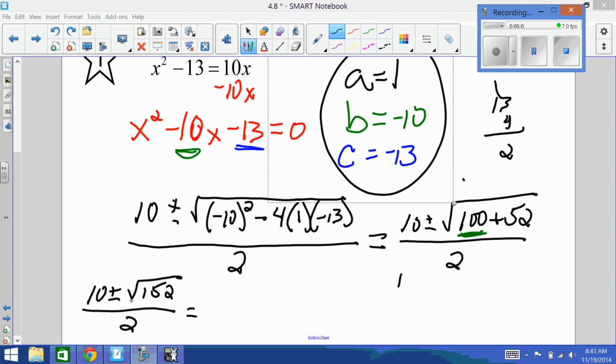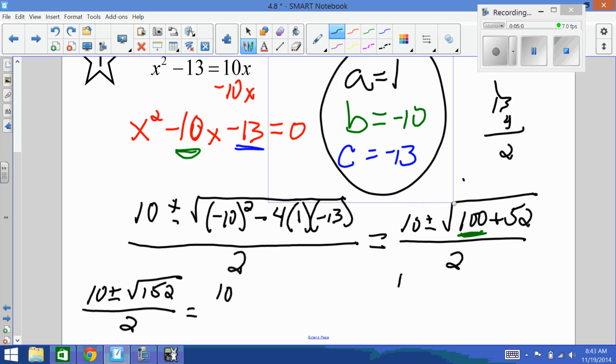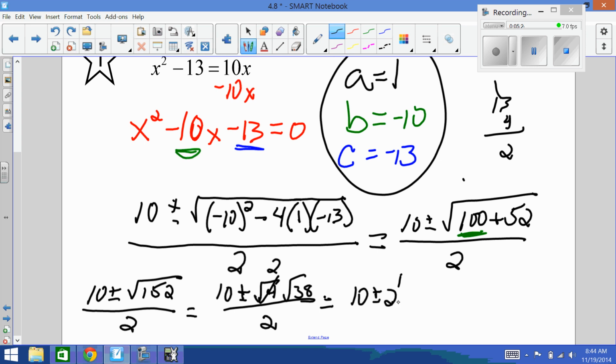So 152, we can simplify that down to square root of 4 and square root of 38. We know square root of 4 is 2. So we got 10 plus or minus 2 square root of 38 all over 2. Now that is simplified.